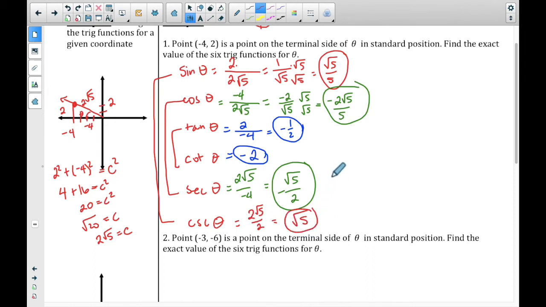Okay, that's how you find these 6 trig ratios for a given angle. You go to the reference angle, and then you just list them out, and you come up with all 6. The last 3 are just reciprocals of the first 3.